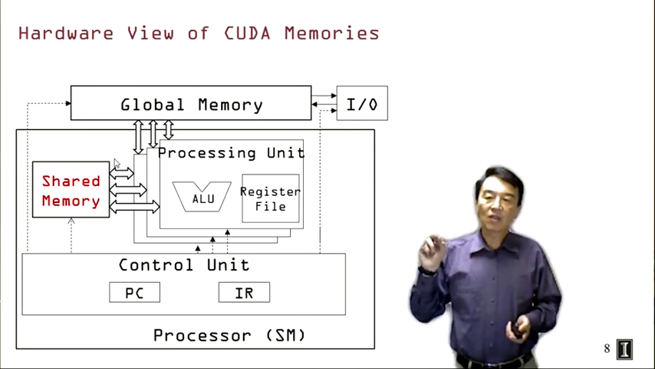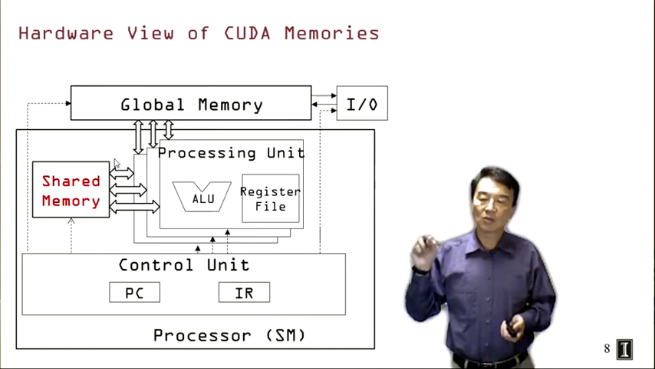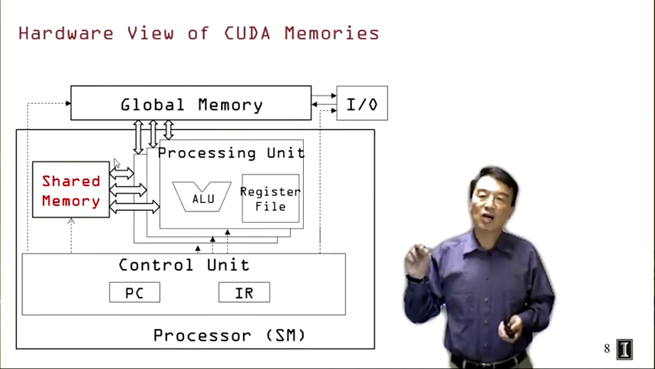However, even though the shared memory is much faster and better, because it needs to fit into the processor, it's quite small. So we will need to use a much smaller memory in order to have much higher bandwidth of access.